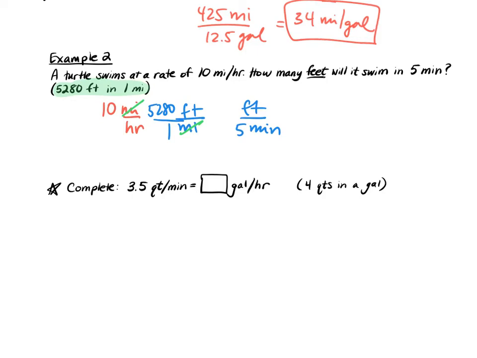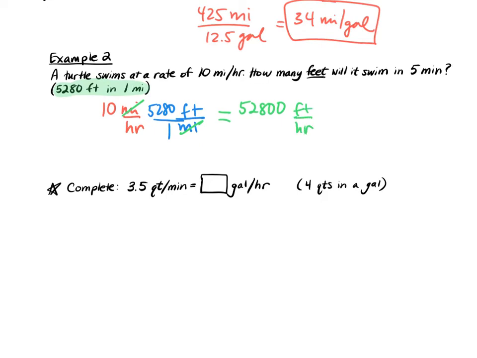let's see here, let me erase this. I'm trying to get to minutes too on the bottom. Okay, so we have feet at the top. Let's multiply this across. 5,280 times 10 is 52,800. Okay, and this is feet per hour.